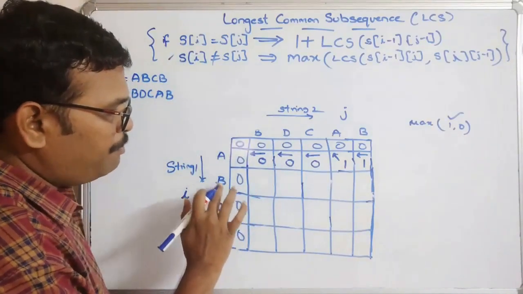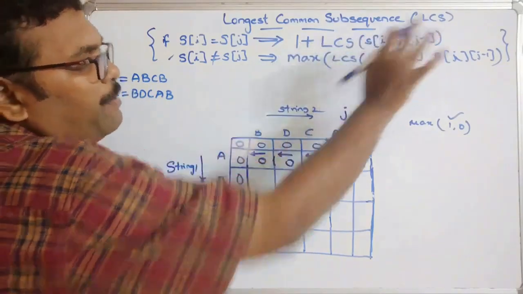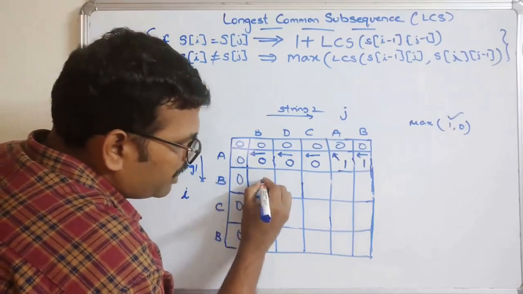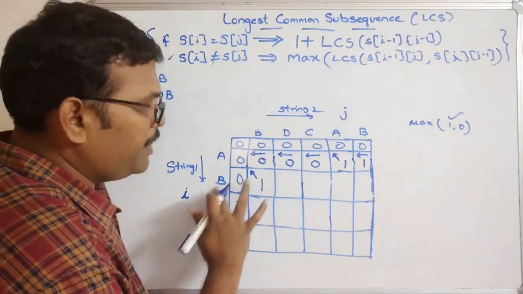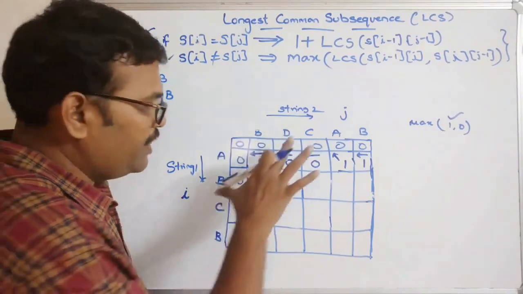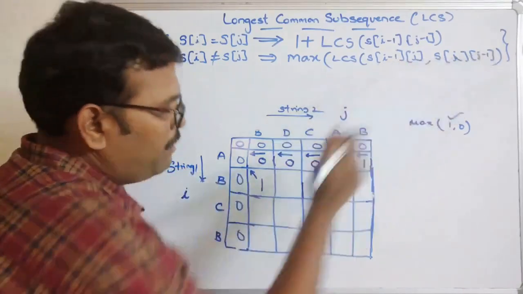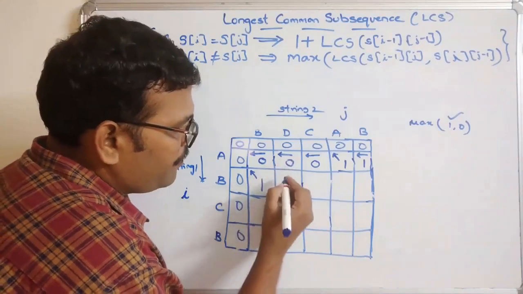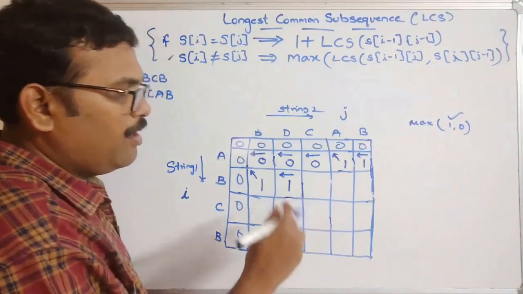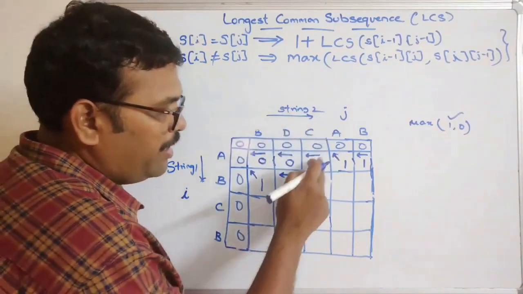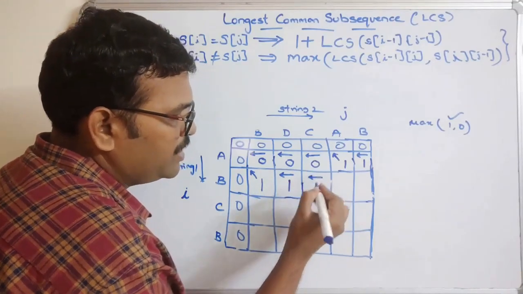Now coming to this one, B and B both are equal. So in the diagonal, we have to add 1 to I minus 1, J minus 1. So this becomes 1, and we have taken this from the diagonal. And next, B and D both are unequal. So if it is unequal, we have to consider the maximum among these two cells, I minus 1 J and I J minus 1. So it is 1, and I have taken it from this cell. Okay, coming to B and C, both are unequal. Again, in the diagonal 0 and 1, we have to consider 1, and I have taken from this cell.